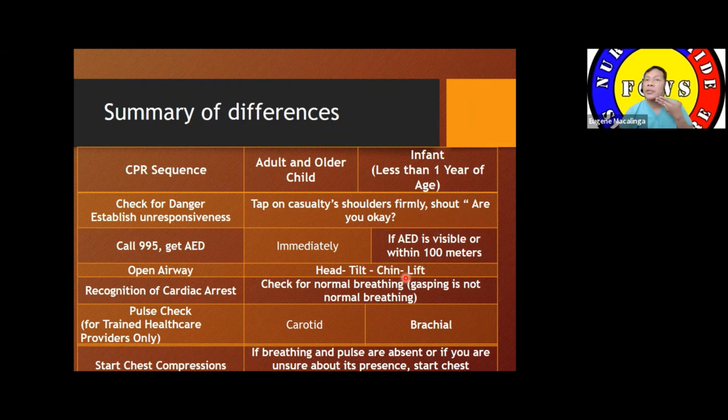Make sure that you are only pressing on the bone, and not in the middle or blocking the breathing or the throat. So again, head tilt chin lift.